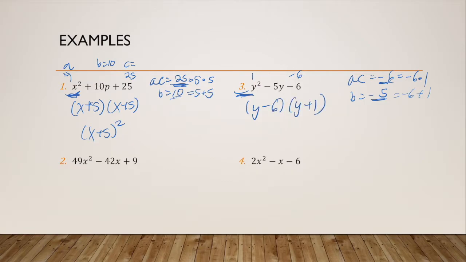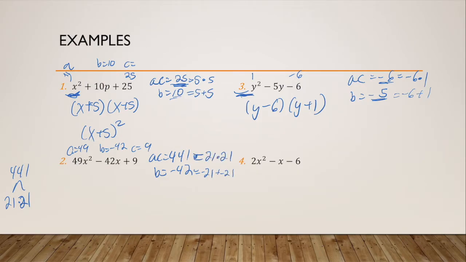For problem 2, I've got 49x squared minus 42x plus 9. My A is 49, B is negative 42, C is 9. So I've got 441 as my AC. My B is a negative 42. Well, 441 factors into 21 times 21. So it could be negative 21 plus negative 21, or 21 times 21.